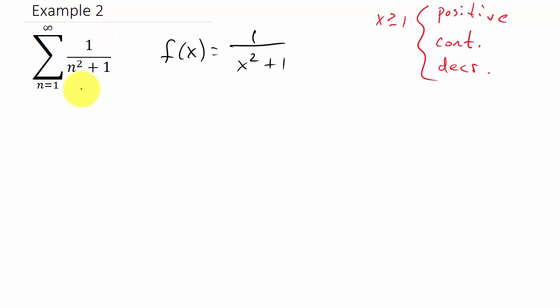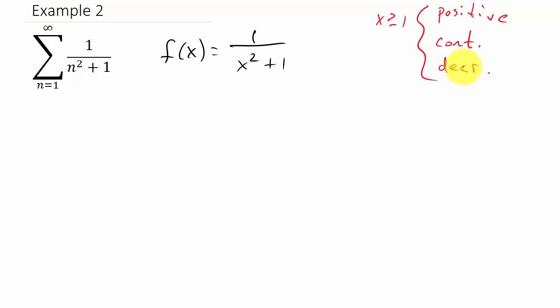The first thing I need to do is make sure it's positive. Well, we know it's positive. n is going from 1 to infinity, and all I'm doing is plugging in positive numbers, so this whole thing is going to be positive. And it's going to be continuous because this function is not discontinuous, since nothing makes the denominator 0. Plugging in 1 or 2 is not going to make the denominator 0. So as x goes from 1 to infinity, this function is continuous.